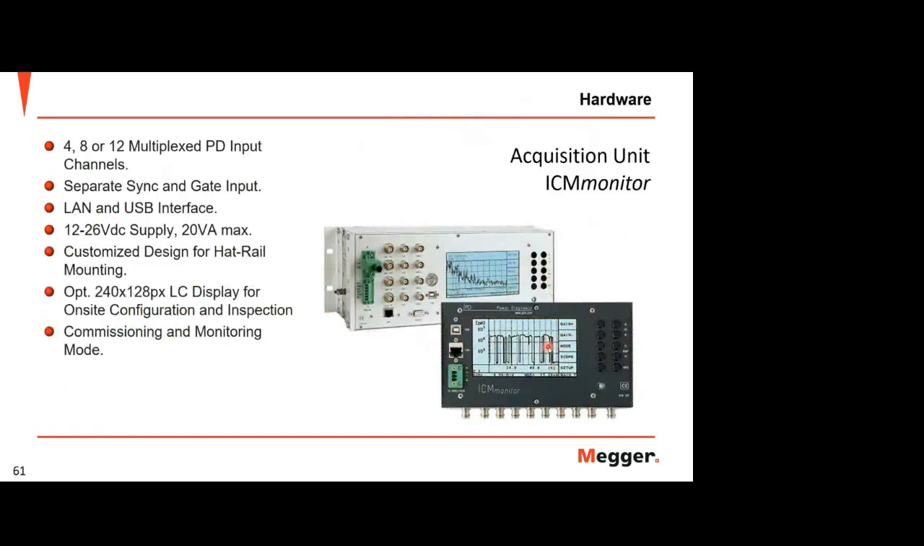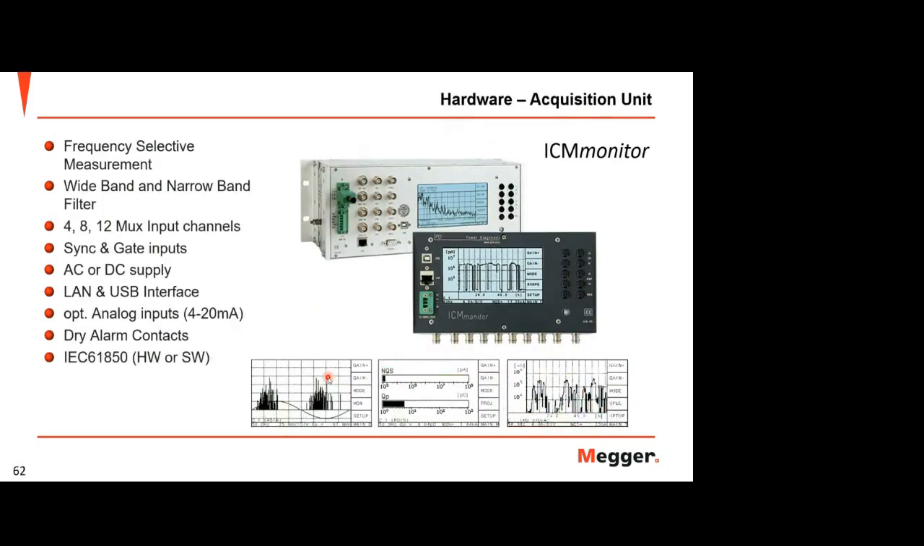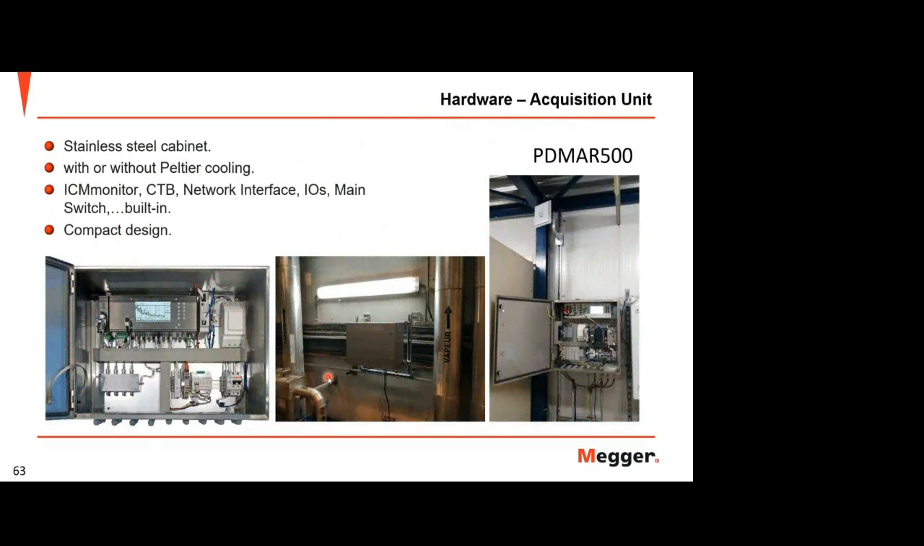And this is the instrument that can be used to monitor the PD online. We have the ICM monitor in different types: 4 channel, 8 channel, and 12 channel. You can connect remotely or standalone. You can analyze directly, or you can connect remotely from another place to see the measurement. Yeah, this is some example.